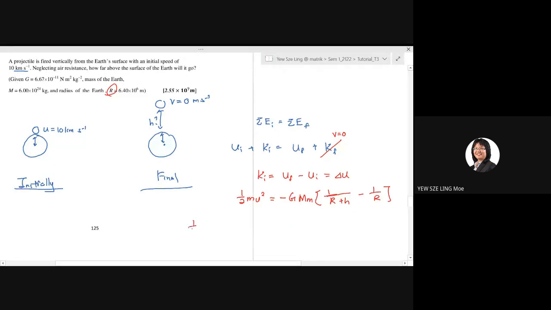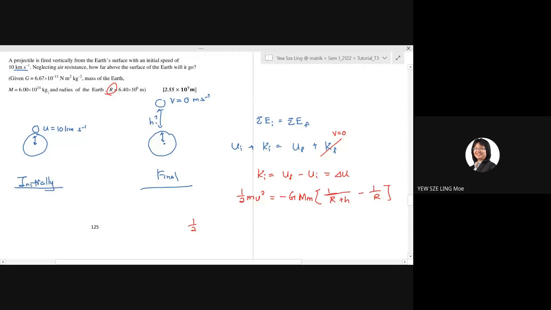So 1 over 2, now you have a small m, which is 6. Now this m is the mass of the object that is moving. Do we have the m? No, we don't have m. But what can we do? We can cancel it out. The small letter m, we can cancel it because we have it on both sides.